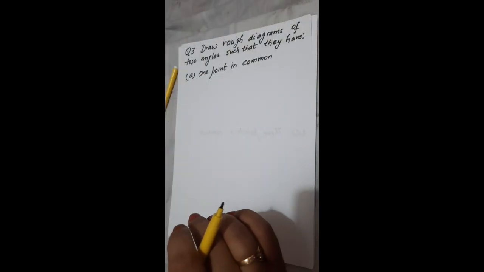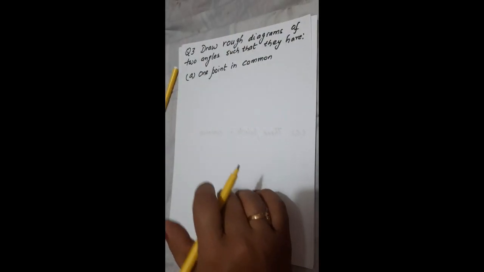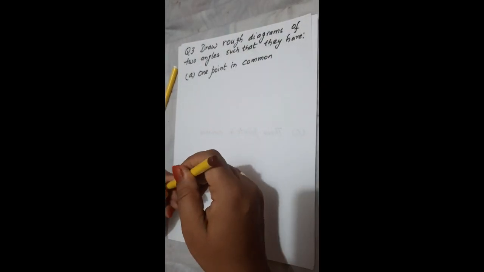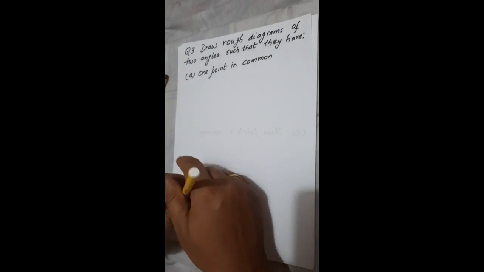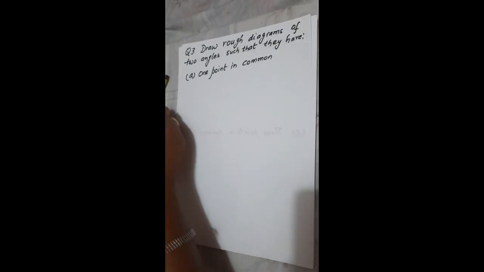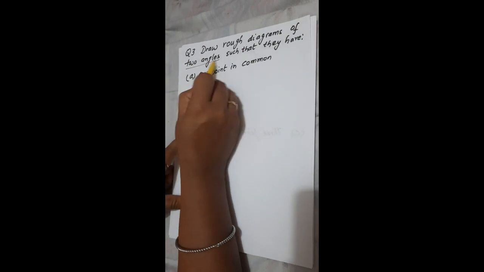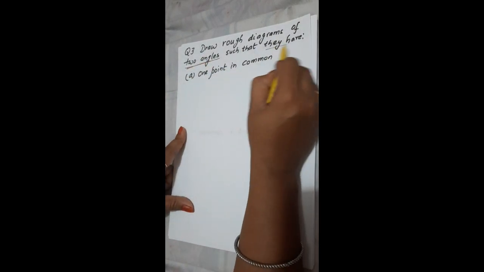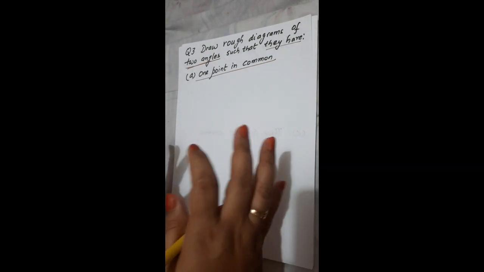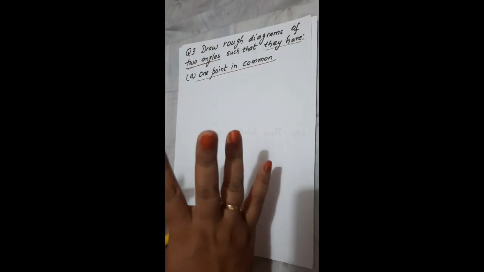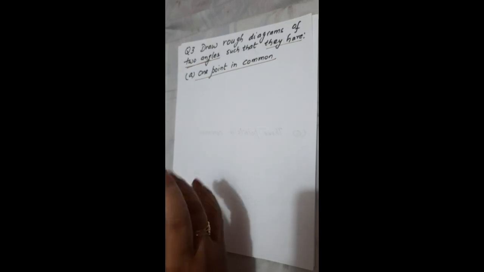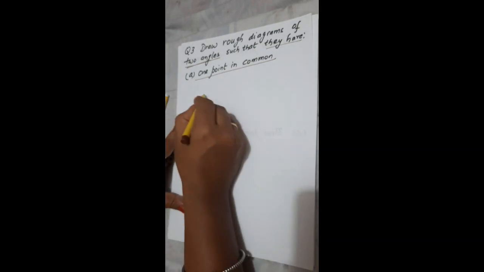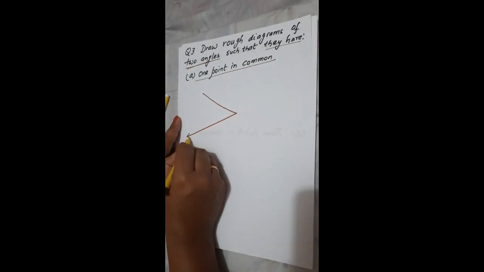Now next we have question number 3. In question number 3, we have to draw rough diagrams of two angles such that they have one point in common. Means you have to draw two angles in such a way that they have one point in common. Suppose I draw this angle.